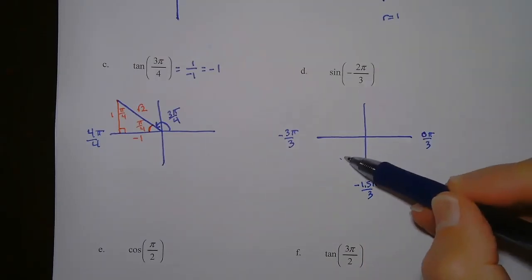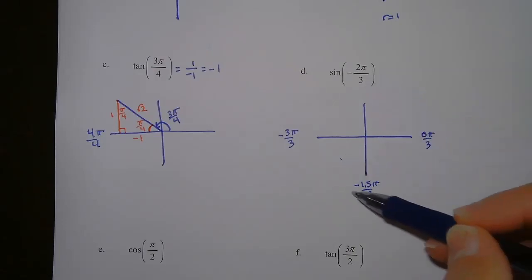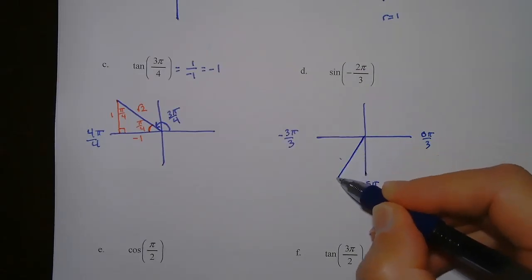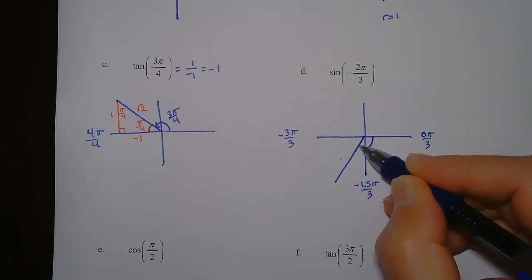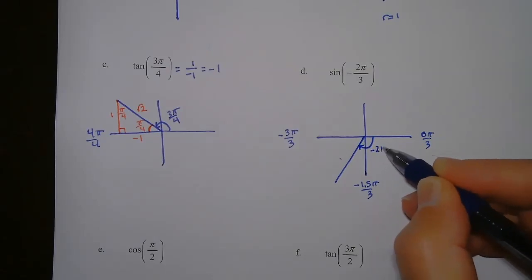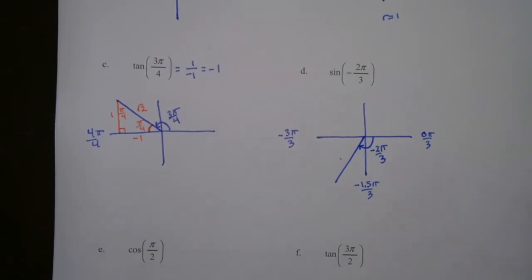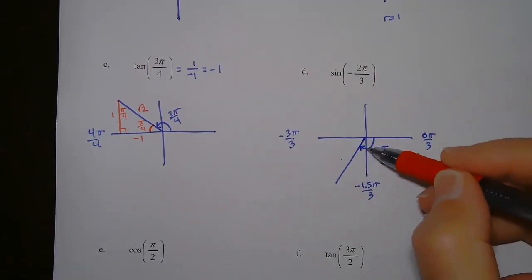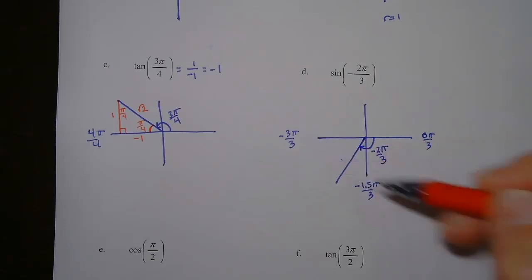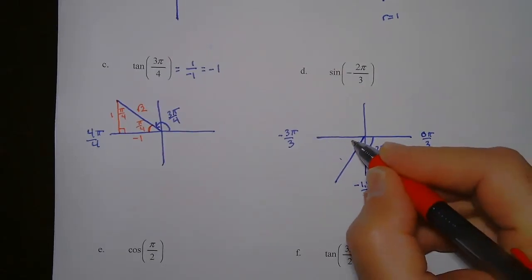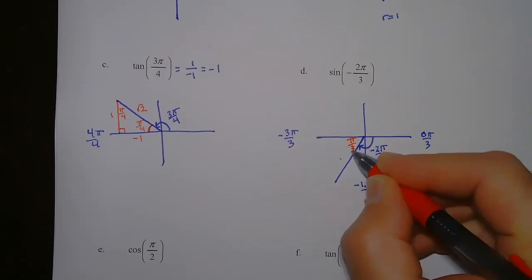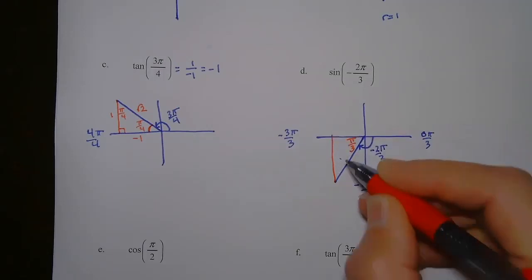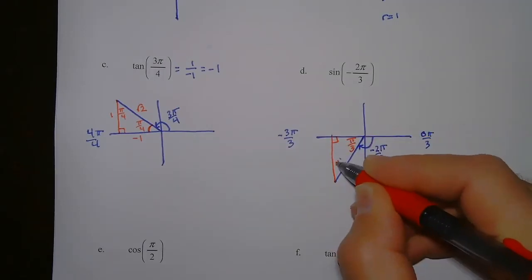-2 pi over 3 would have to be in this quadrant, right? Because -2 is bigger than -1.5 in magnitude. So right here would be our rotation. This is the angle that we rotated, and it's -2 pi over 3. So I'd have to rotate how much more to get to -3 pi over 3, and that would be my reference angle. So this angle right here is pi over 3. So I'm going to draw to my x-axis. You always draw to the x-axis. This is my right angle. This is pi over 6.